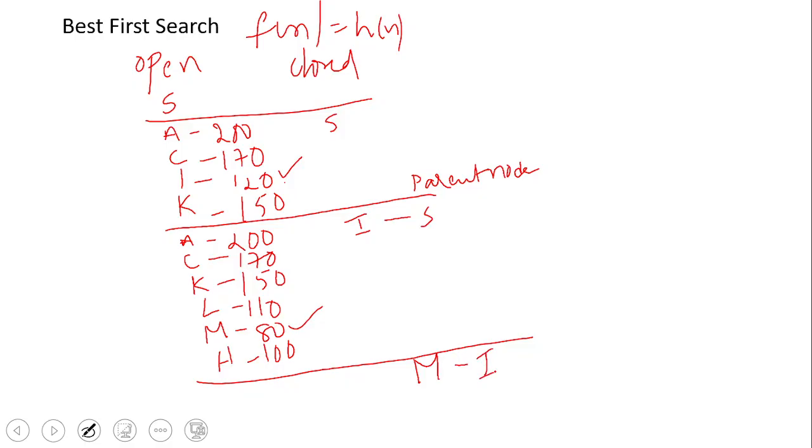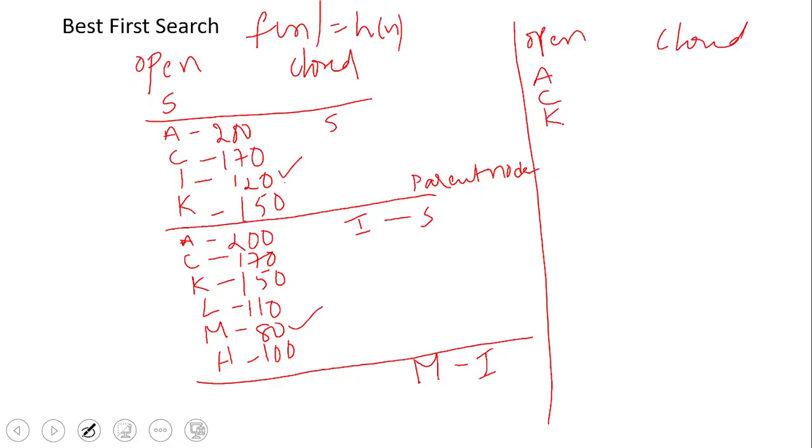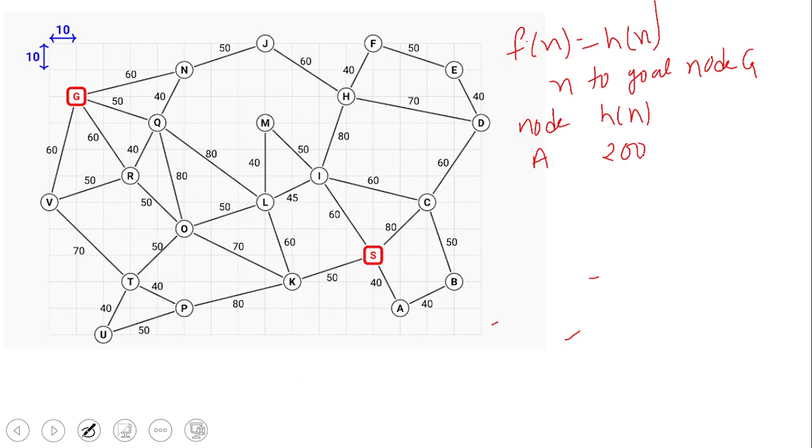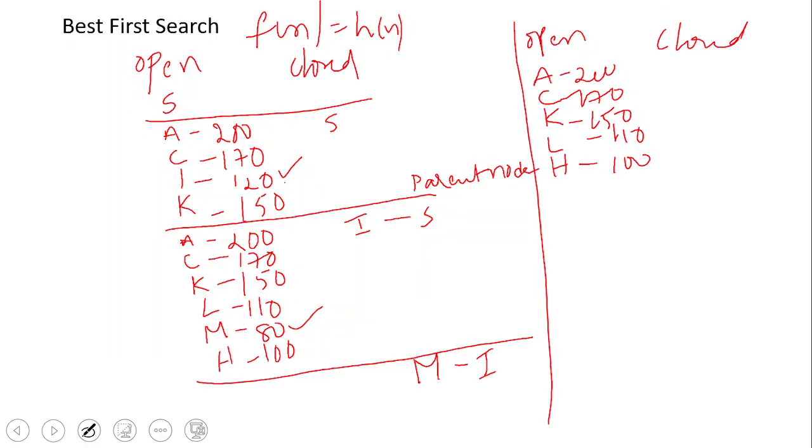Now you see what are the nodes in the open list. We are having A, C, K, L, H with 200, 170, 150, 110 and 100. Whenever we are moving M to the closed list, we need to add the nodes connected to M. What are the nodes connected to M? We are not having any nodes connected to M. So next minimum.